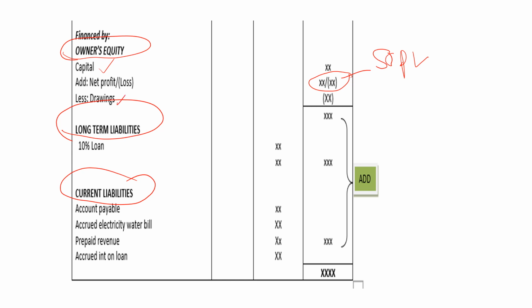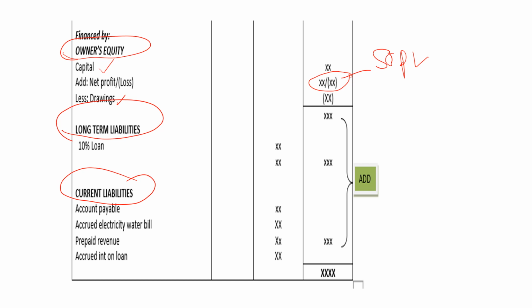Okay, you minus drawings. So drawing here consists of both if owner draw goods or if owner draw cash. Remember, if owner draw goods, you record under statement of financial position. If owner draw cash, it will reflect drawing accounts as well as cash accounts.